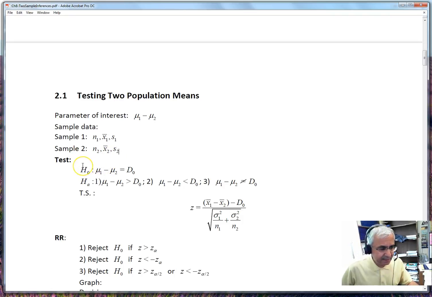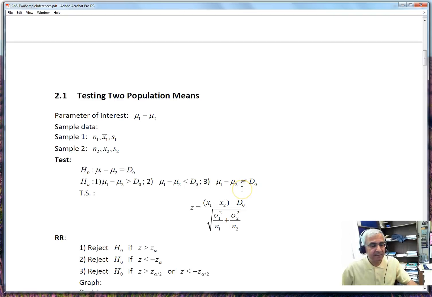And the way I set up my testing hypothesis is like this. This is my parameter, mu1 minus mu2 equals some value d0. Mostly we want it to be 0, but it can be something other than 0. And if I have an upper tail test, my alternative would be mu1 minus mu2 greater than d0. So the greater than indicates to me I have an upper tail test, or if the parameter is less than, that indicates to me I have a lower tail or a left tail test, and not equal to, that's the two tail test.